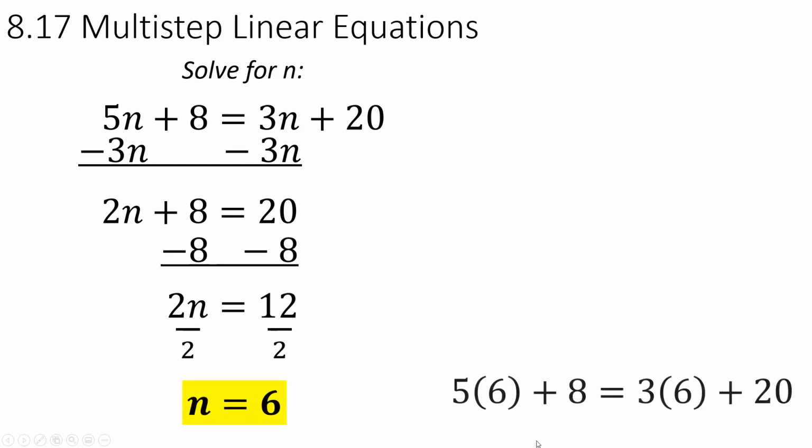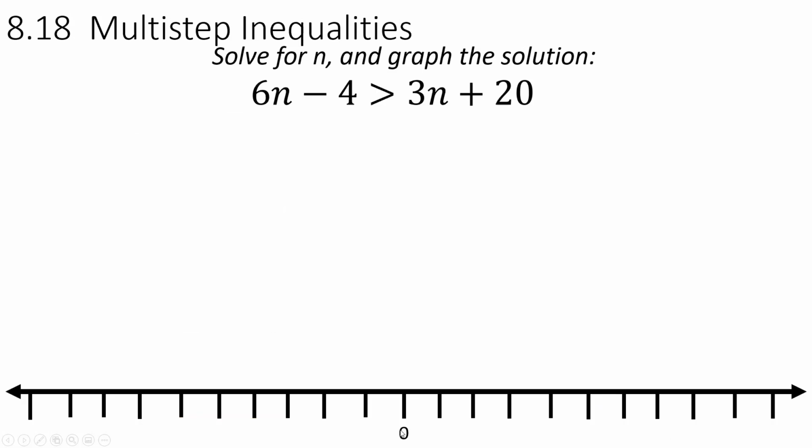Now you can always check it. You can say 5n plus 8, plug in that 6, 5 times 6 plus 8. Is that equal to 3 times 6 plus 20? You could use Desmos to check it, or you can just work it out in your head. Hey, 30 plus 8 is 38. This is 18 plus 20 also gives you 38. So it does work.